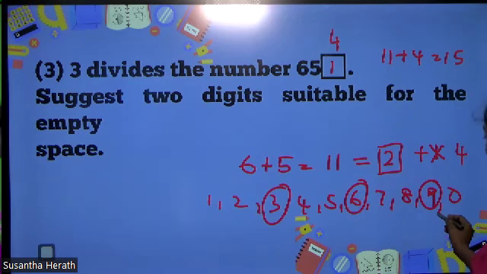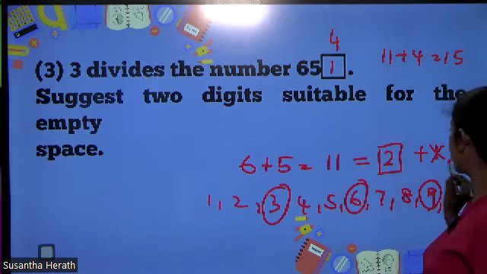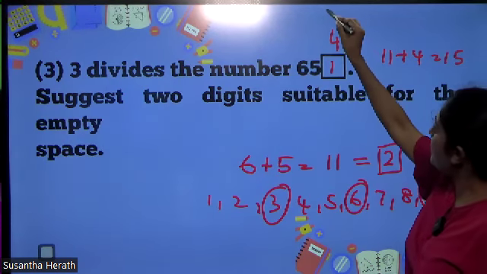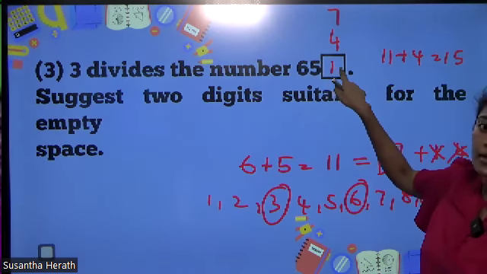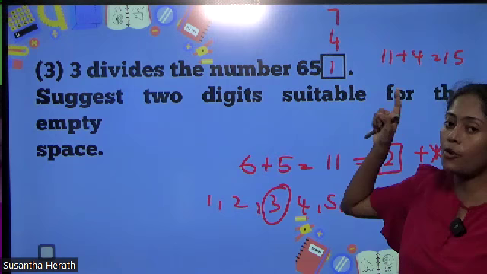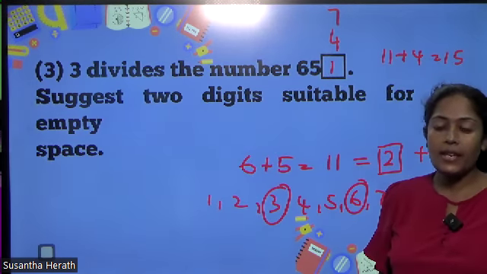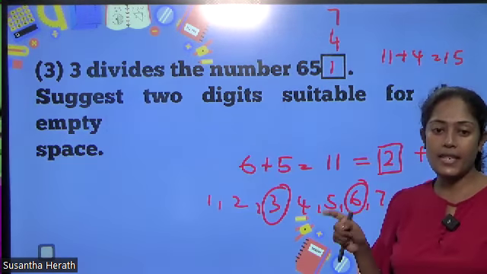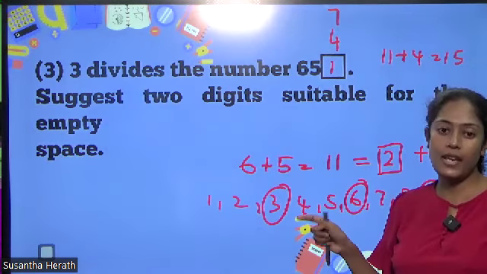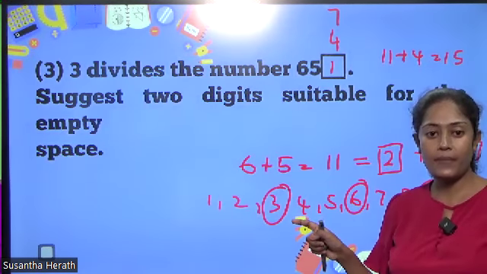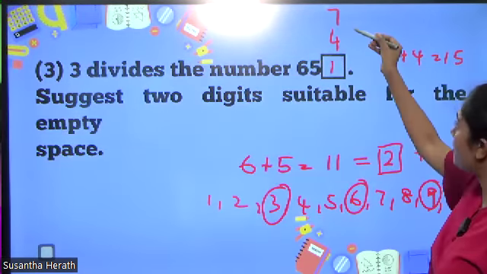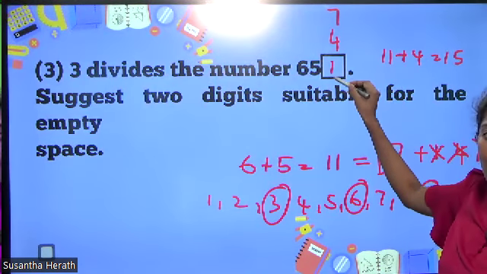Then again we can convert this one to 9. Now we have here 2. Then if I add 7, it becomes 9. Right? Yes. Then if I write 7 here, 6 plus 5, 11. 11 plus 7, 18. 18 means 1 plus 8, 9. So 9 also we can divide by 3 without remainder.